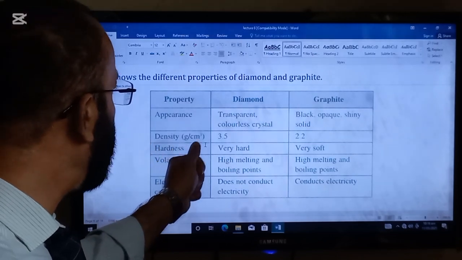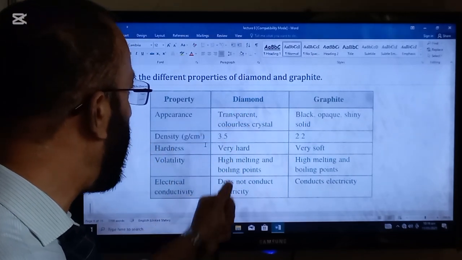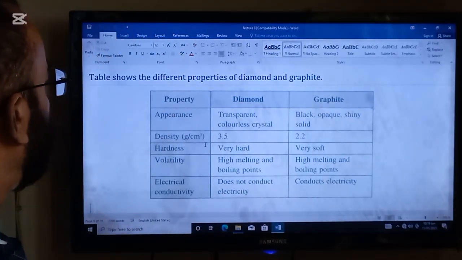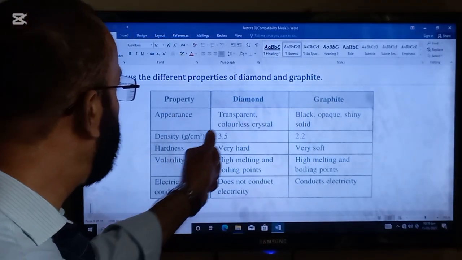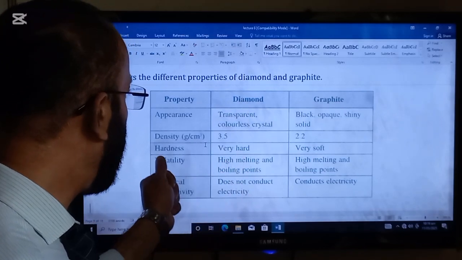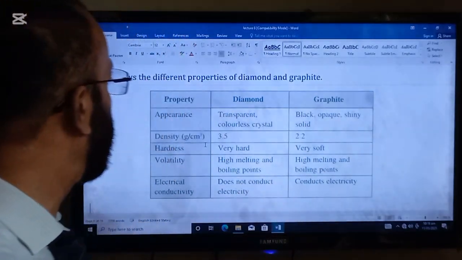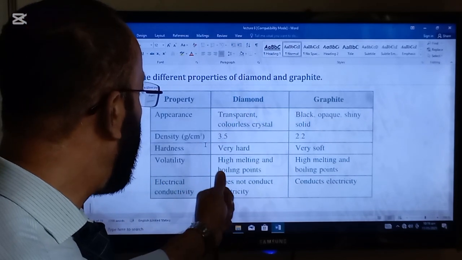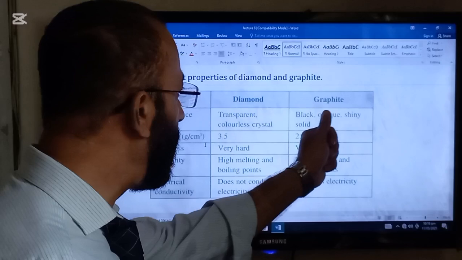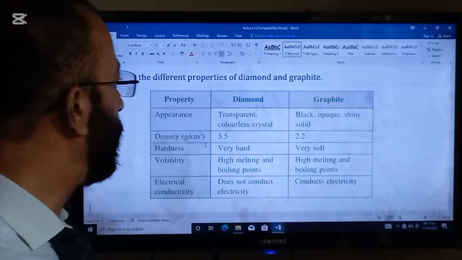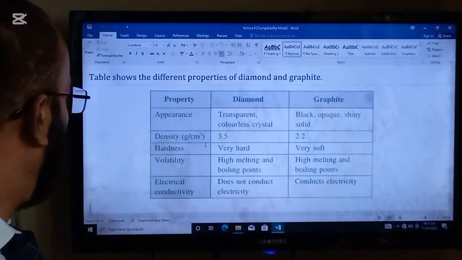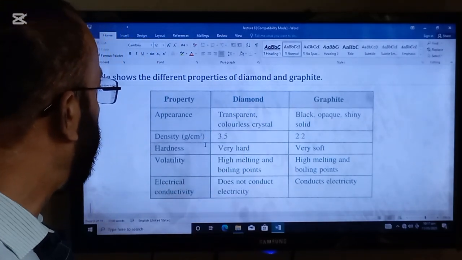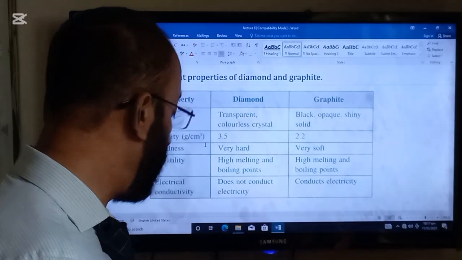Density in gram per centimeter cube of diamond is 3.5, whereas of graphite is 2.2. Hardness of diamond is very hard and hardness of graphite is very soft. Volatility of diamond is high melting and boiling point, and the same in graphite, high melting and boiling point. Electrical conductivity of diamond does not conduct electricity, whereas graphite conducts electricity.